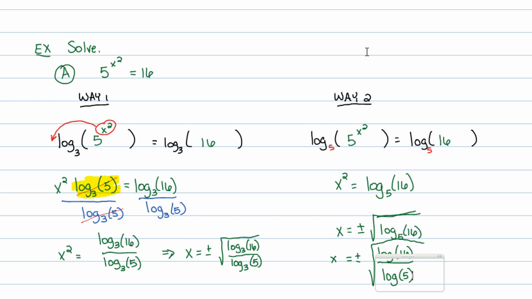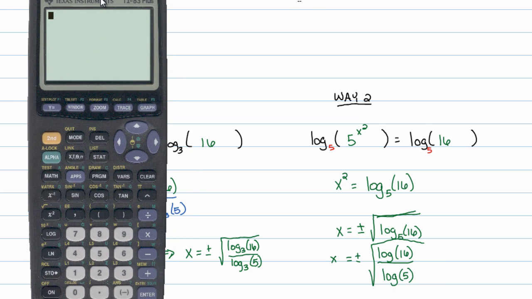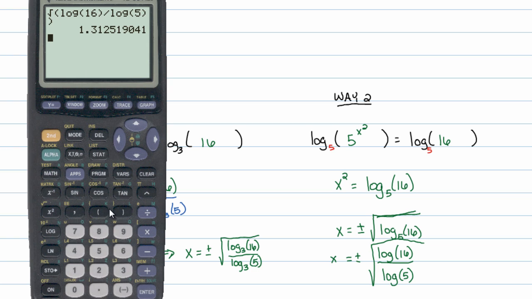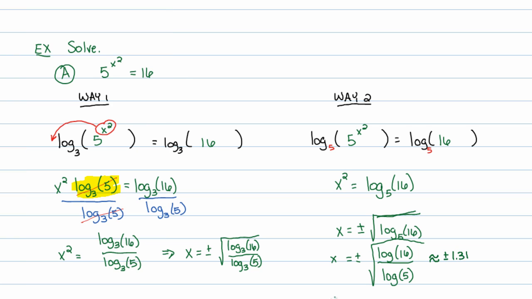In fact, I'm going to show you what that value is, because we're going to use it in a moment anyway. So go ahead and grab your calculator. Remember, it's going to be the square root of log, and remember once you hit the log button it implies base 10, of 16, and divide that by log of 5. And recall, you have to close out this parenthesis and then close out the parenthesis for the square root. Hit enter. That's the square root of log of 16 over log of 5. So that's roughly 1.31. So roughly plus or minus 1.31.